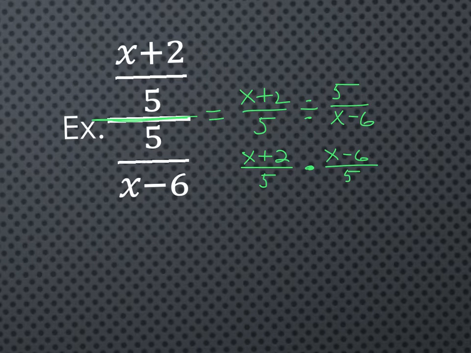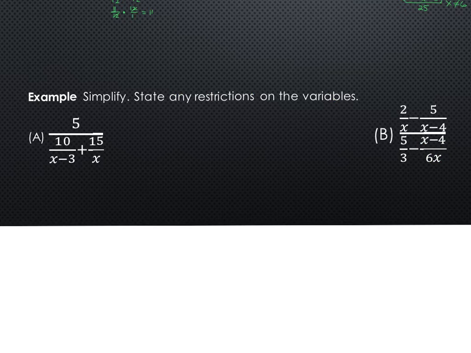Now notice in this one, nothing really does cancel out, so we just multiply straight across, just like we do with normal fractions. So our numerator is x plus 2 times x minus 6. Now if you wanted to distribute that, you can, but you don't need to. And then all that's left to do is to state our restrictions. So notice places where we had an x in the denominator, and the only place was here where the x minus 6 is. So therefore, x cannot be 6. And that's it.